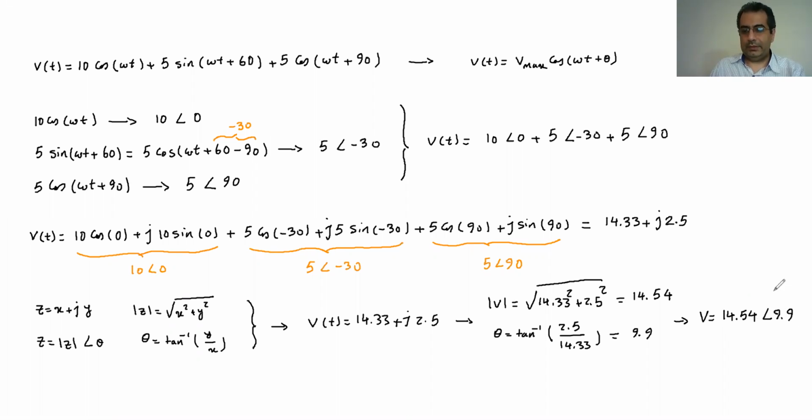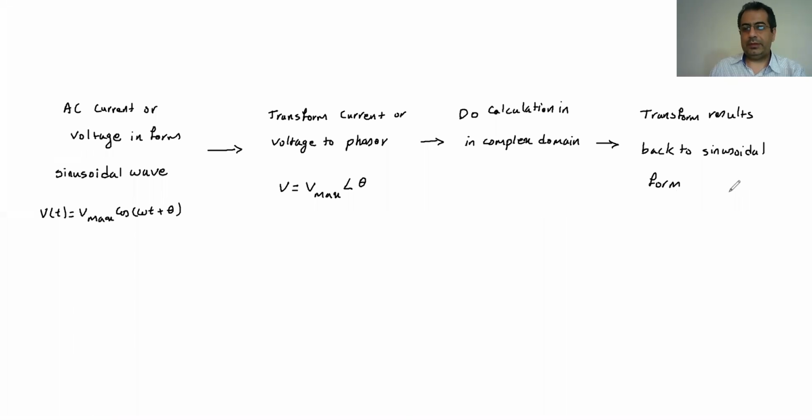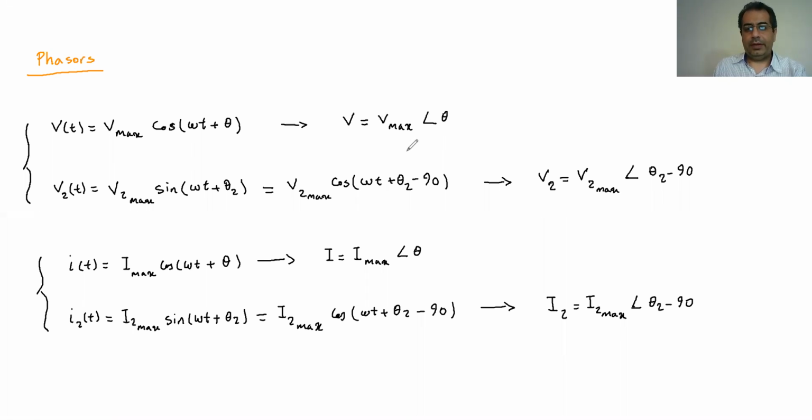Now that I have this, it is my final result in the complex number. Now I go ahead and convert it back to phasor format. We transform the final result back to the sinusoidal form. So now I have it in this form, and I want to convert it to this form. For example, V is V max with angle of theta, and I want to write it back like that. It's going to be V max cosine omega t plus theta. So I would do the same thing here.